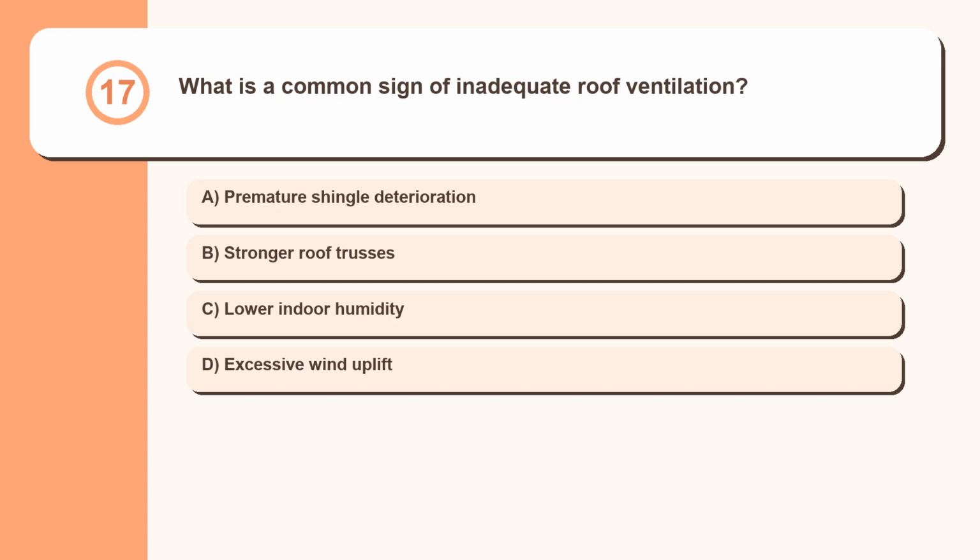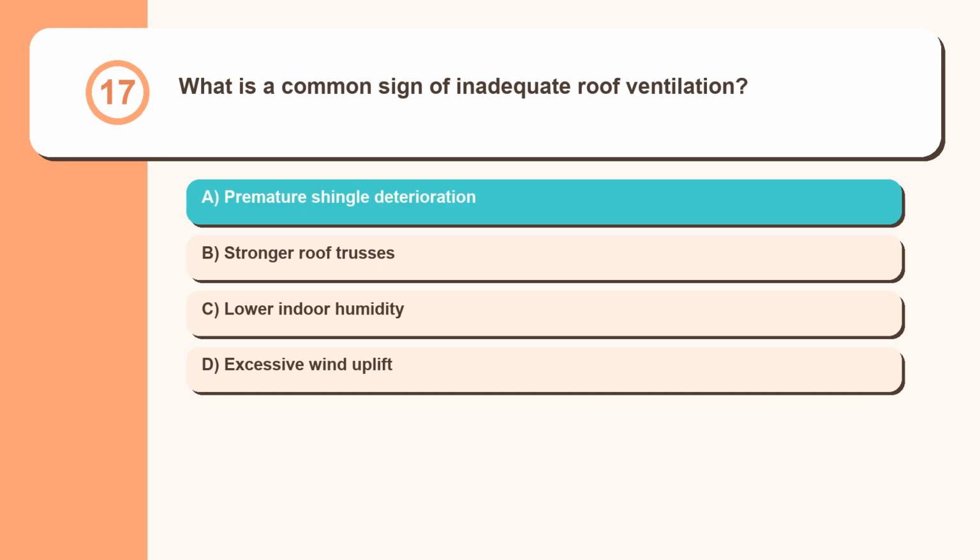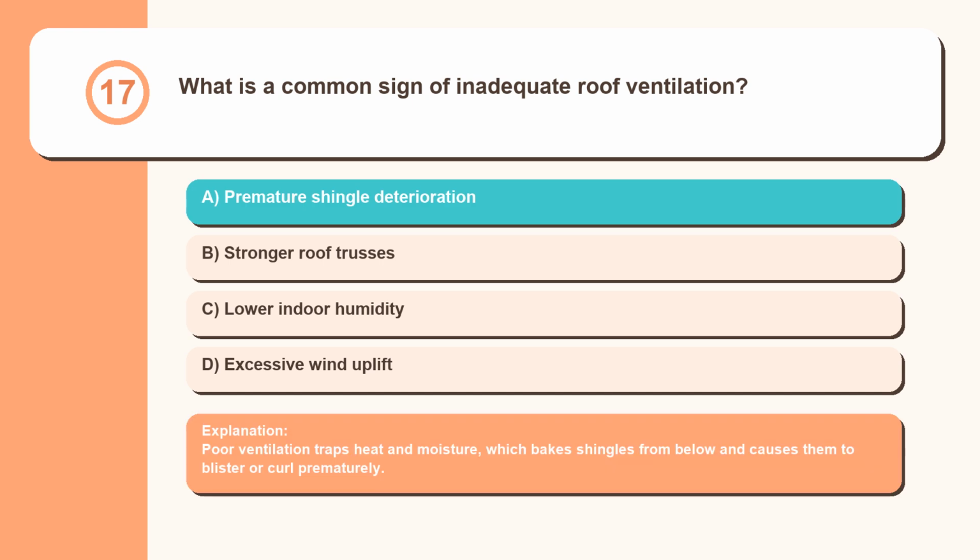Question 17. What is a common sign of inadequate roof ventilation? Premature shingle deterioration, stronger roof trusses, lower indoor humidity, excessive wind uplift. Poor ventilation traps heat and moisture, which bakes shingles from below and causes them to blister or curl prematurely.